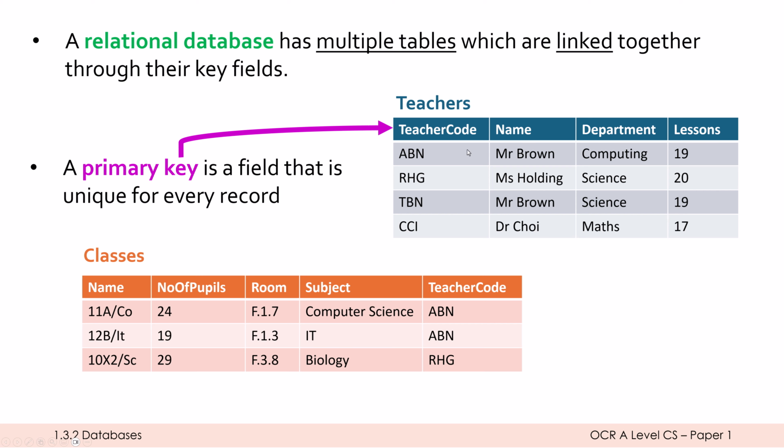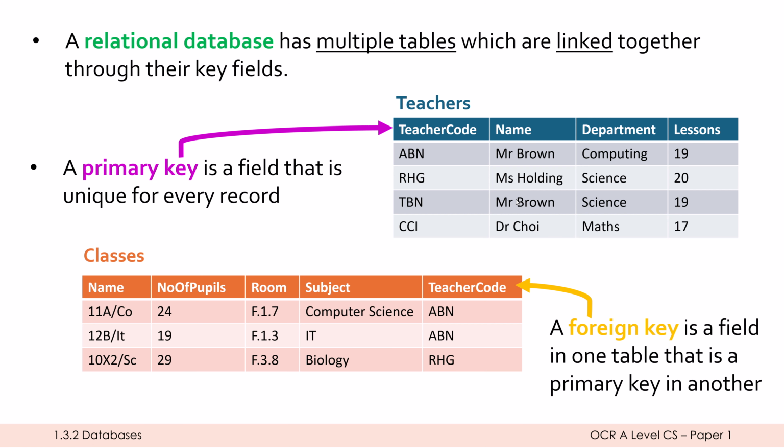Because teachers have got classes, they are linked in real life. So how do we model this in a database? What we do, we have to add in another type of key field called a foreign key. So a foreign key is a field in one table but is a primary key in another. So classes does have its own primary key. Every table must have a primary key.